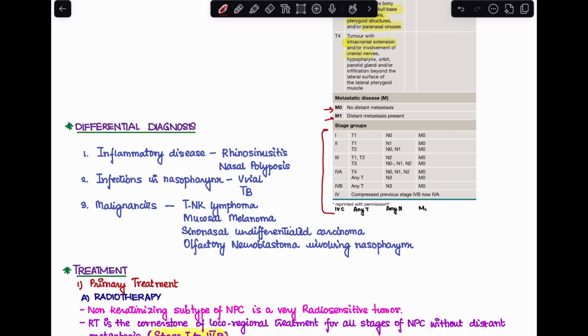Coming to differential diagnosis, there can be multiple differential diagnoses because of common symptoms and signs presented by the patient. It can be an inflammatory disease like rhinosinusitis or nasal polyposis. It can be some infection involving the nasopharynx like a viral infection or tuberculosis. And it can also involve other malignancies like TNK lymphoma, mucosal melanoma, sinonasal undifferentiated carcinoma, and olfactory neuroblastoma involving the nasopharynx.